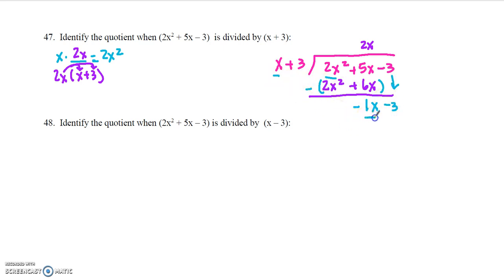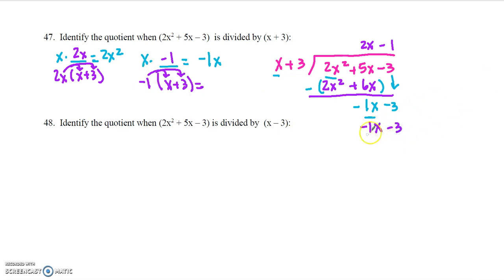So we are going to say x times what is going to give me negative 1x. And again, it looks like I need just a negative 1. So that negative 1 will go here. And then I'm going to say negative 1 times my divisor, this right here, and I will distribute. A negative 1 times x is a negative 1x. A negative 1 times 3 is a negative 3.